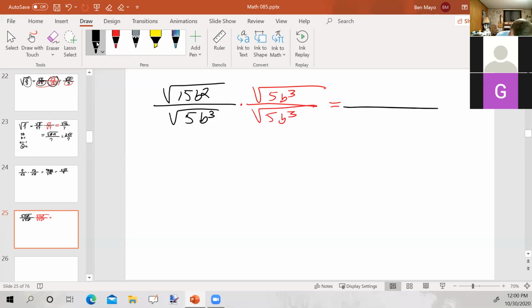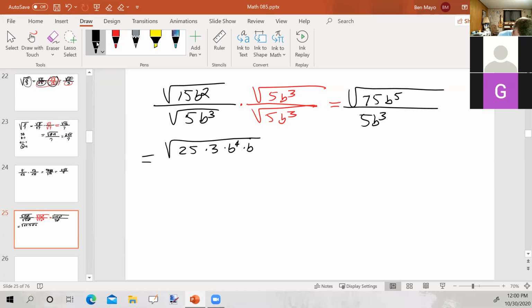What that would give me in the denominator is 5b cubed. In the numerator, it would give me the square root of, let's see, 15 times 5, 75b to the 5th. So far, so good? Yep. All right. But I can simplify the numerator. I'm going to write that as 25 times 3 times b to the 4th times b. Why all of that? Because I'm pulling out the squares and the 4th powers. In other words, I'm simplifying the numerator.